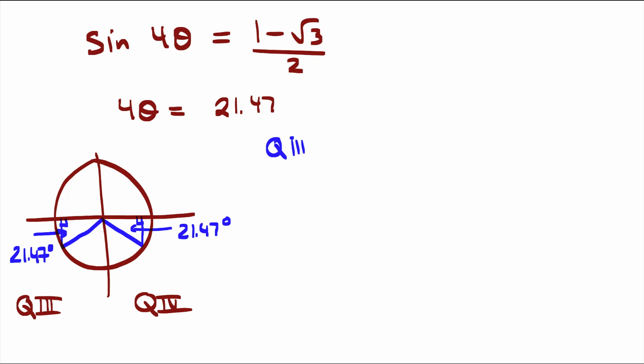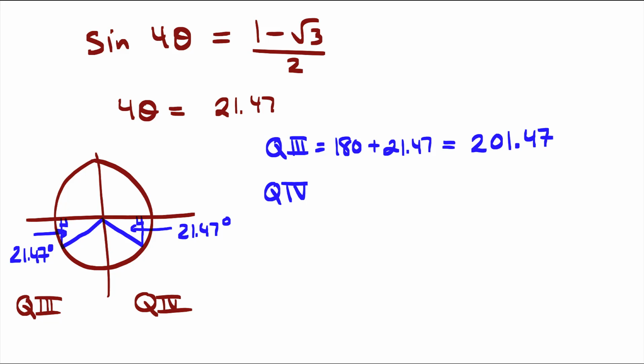Alright, so let's take a look at this here. In quadrant 3, in order to get that angle, it's going to be 180 degrees plus your reference angle. And so if I do that, I get myself a 201.47. In quadrant 4, I get 360 degrees minus 21.47. Do that on a calculator real quickly here. I get 338.53.